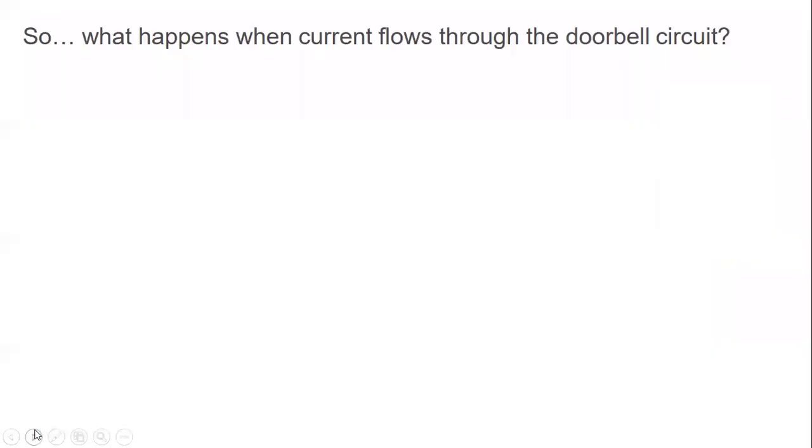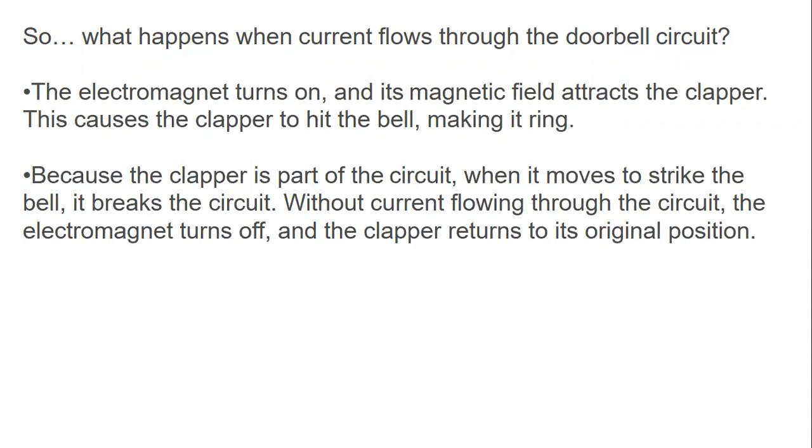Okay, so question. What happens when current flows through the doorbell circuit? The electromagnet turns on, and its magnetic field attracts the clapper. This causes the clapper to hit the bell, making it ring. Because the clapper is part of the circuit, when it moves to strike the bell, it breaks the circuit. Without current flowing through the circuit, the electromagnet turns off, and the clapper returns to its original position.